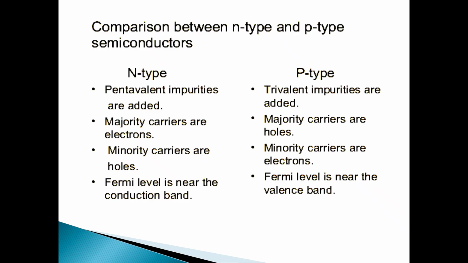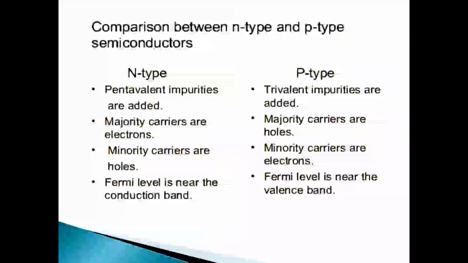So for N-type semiconductor, the majority carrier is produced by doping with pentavalent impurity. In this case, the majority carriers are the electrons, while the minority carriers are holes. While P-type is made by doping with trivalent impurity. For P-type, the majority carriers are the holes, while the minority carriers are the electrons.